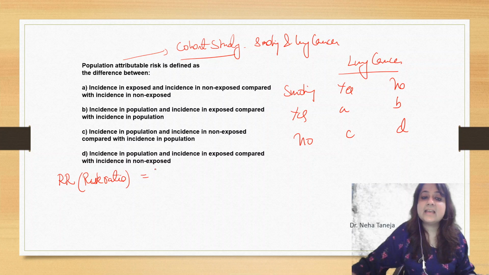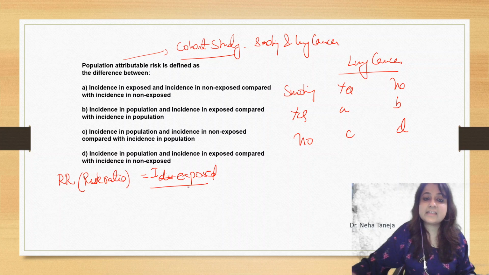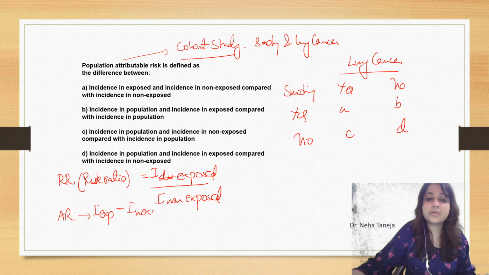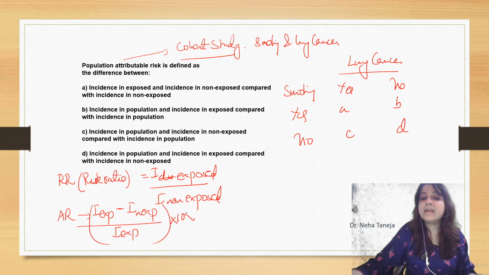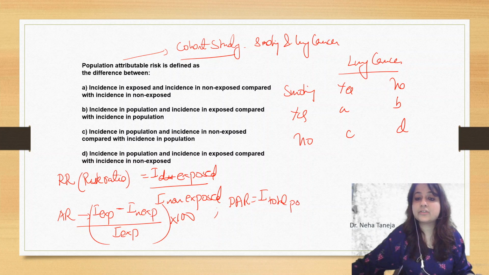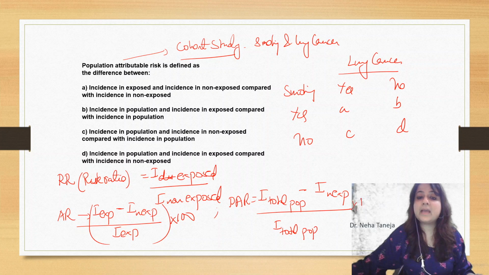What is that? That is incidence among exposed, all right, divided by incidence among non-exposed. The other one is attributable risk. What is attributable risk? Incidence among exposed minus incidence among non-exposed divided by incidence among exposed multiplied by 100. And the third one, which the question has asked to all of us, is population attributable risk, which is incidence among total population minus incidence among non-exposed divided by incidence among total population multiplied by 100 again.